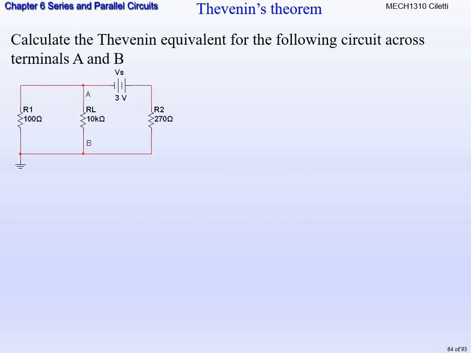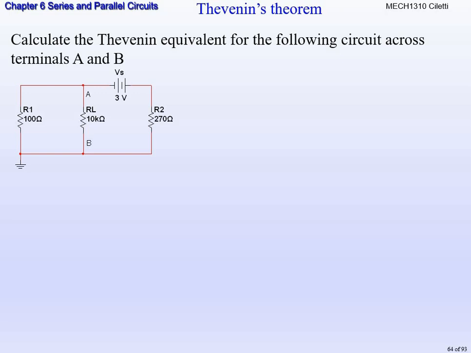Let's do another one. We're going to go between terminal A and B, and terminal A and B is sandwiched in the middle there. We want to calculate the Thevenin equivalent for the following circuit across terminals A and B. Please make sure that you have this one in your notes. So draw this circuit out and write everything out step by step so that I can have it for you, and you can use it on your notes for your lecture quiz and those sort of things.